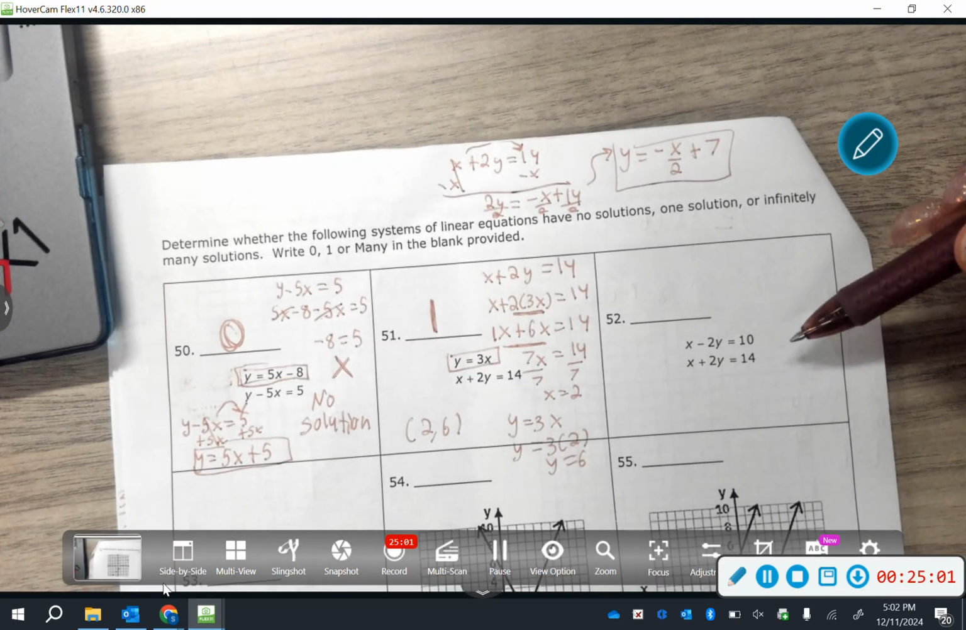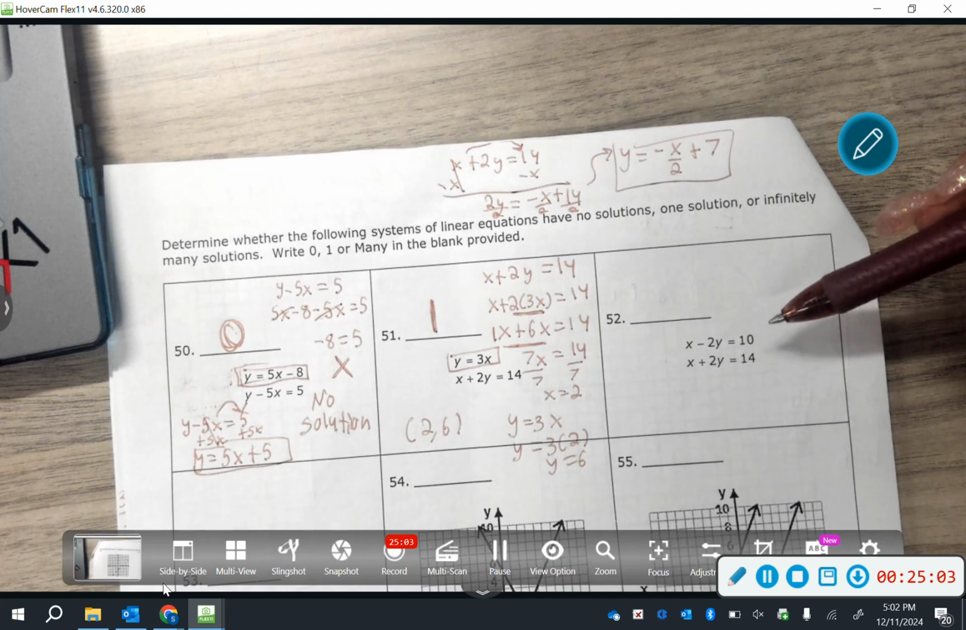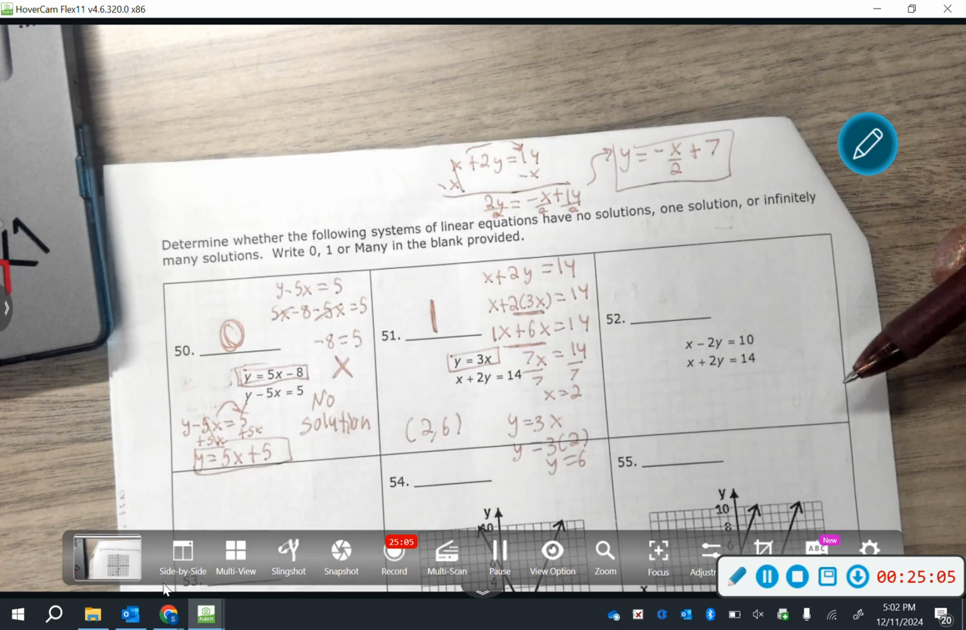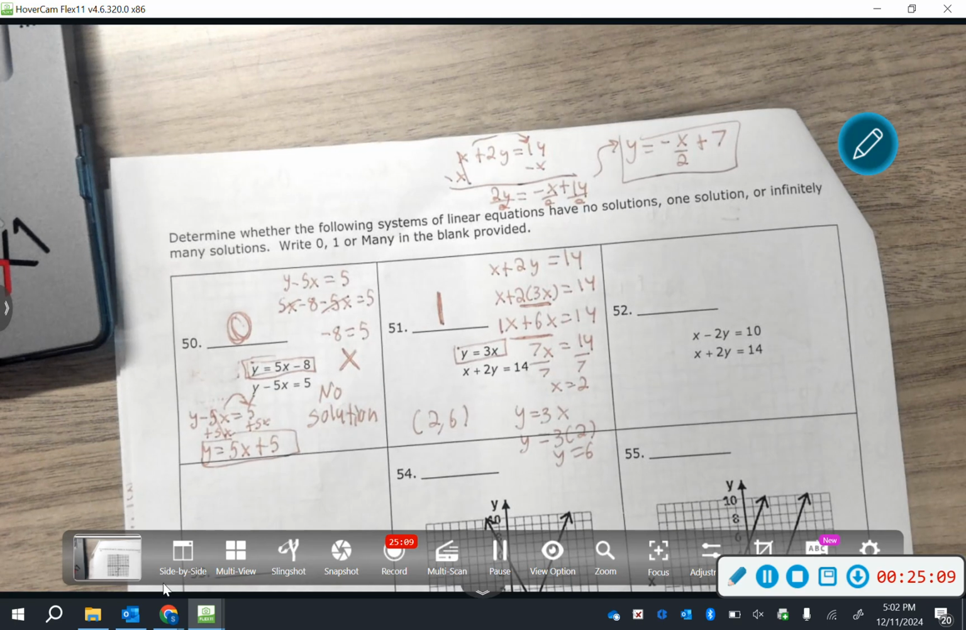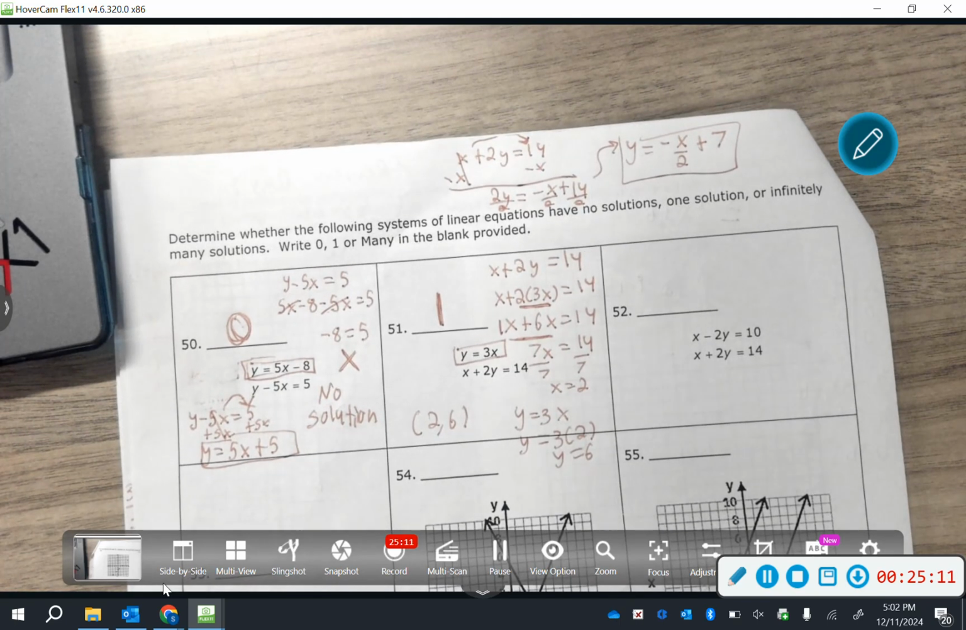For this one, kind of the same wheelhouse. You can either change them both to y equals and then go plug them in, see if they cross. If they cross, they have one solution. If they never cross, it's no solution. If they are the same exact line and they are always crossing, we call that infinitely many.